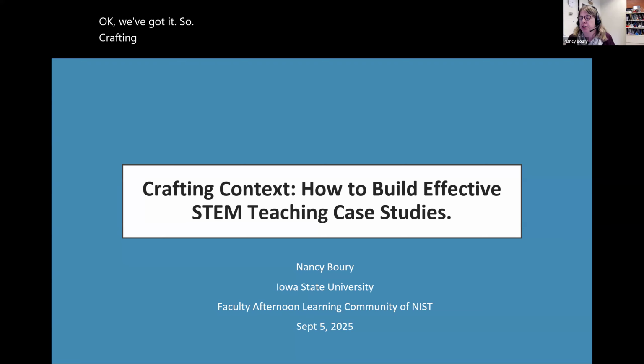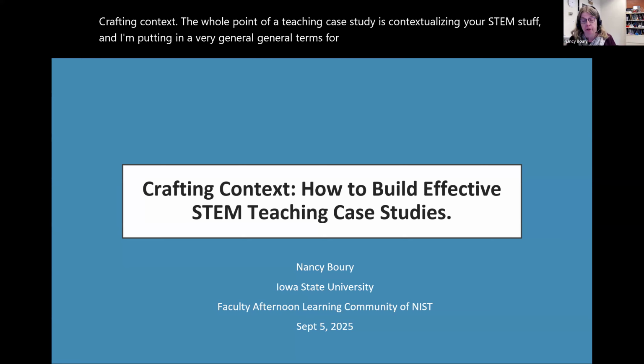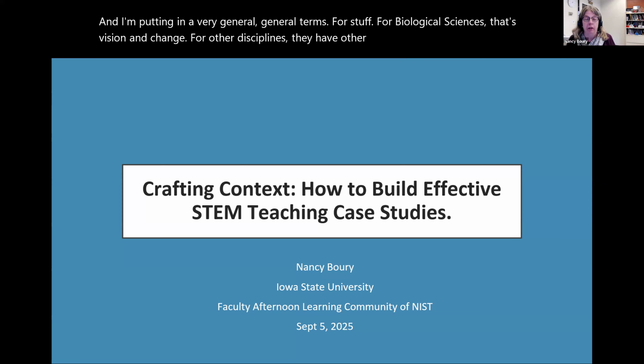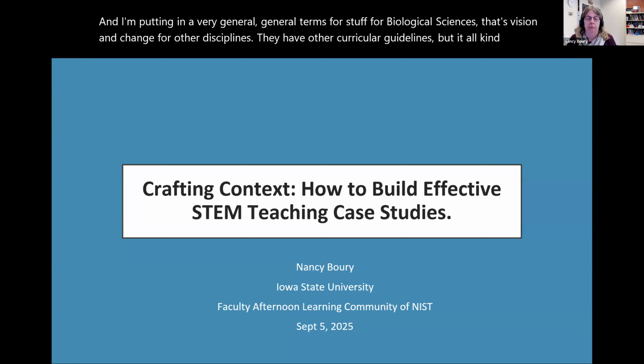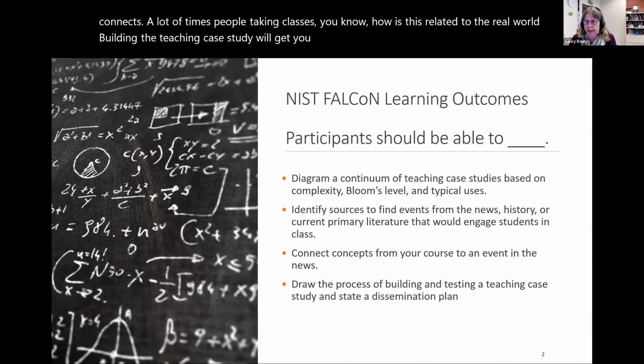So, crafting context. The whole point of a teaching case study is contextualizing your STEM stuff. And I'm putting it in very general terms for stuff. For biological sciences, that's Vision and Change. For other disciplines, they have other curricular guidelines, but it all kind of connects. A lot of times people taking classes ask, how is this related to the real world? Building a teaching case study will get you that real world connection.